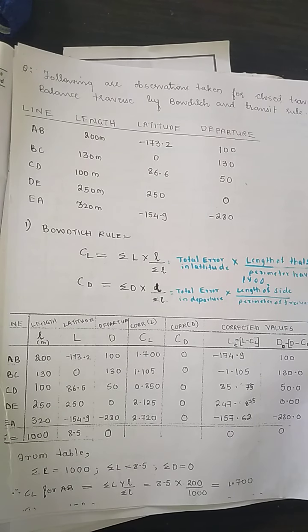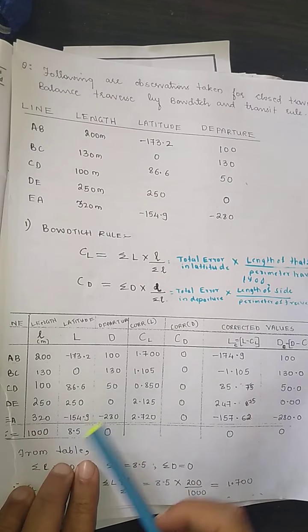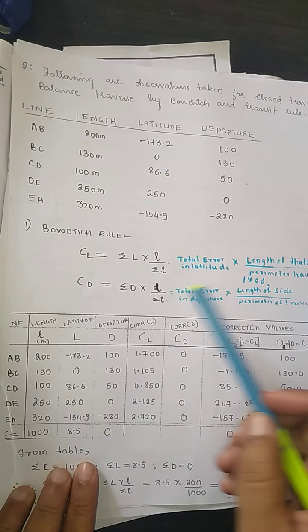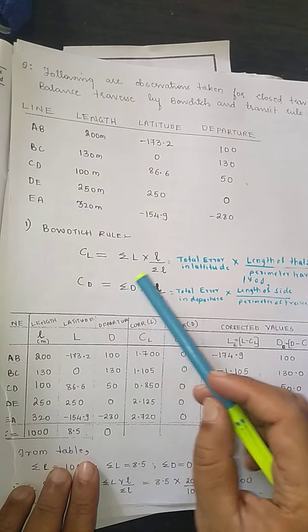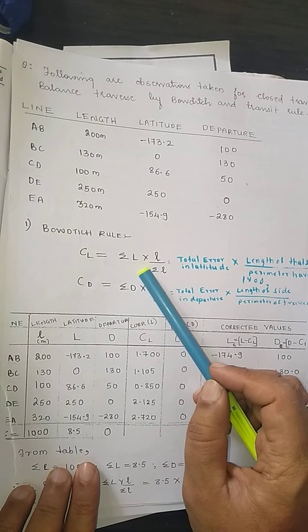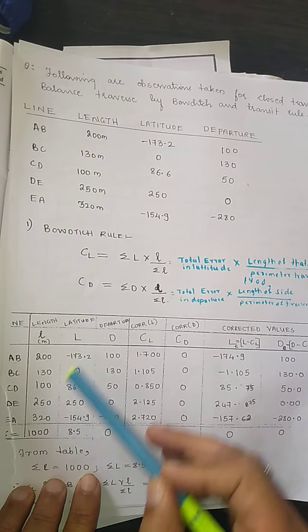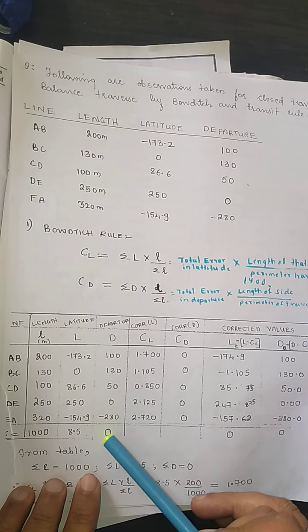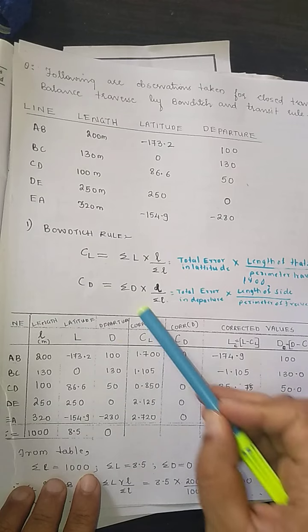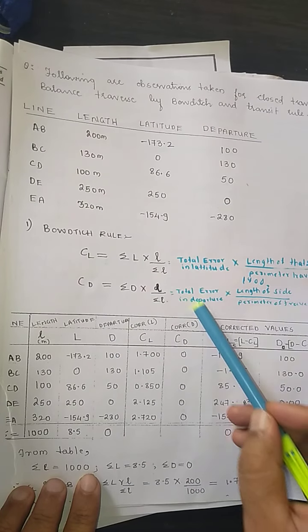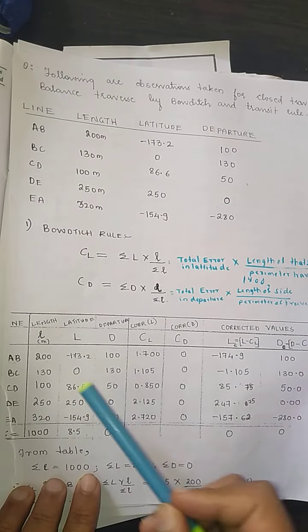Then you need to find out how much the CL is. Now what is this CL for? CL is the correction of the latitude for that line. Now you have found out this as 1000, this as 8.5, and this as 0. Now the correction for latitude you needed to apply, then the correction for the departure you needed to have.